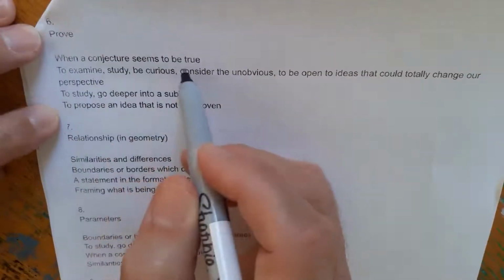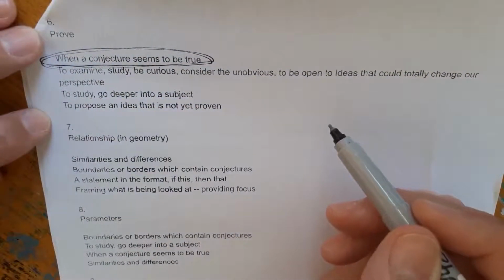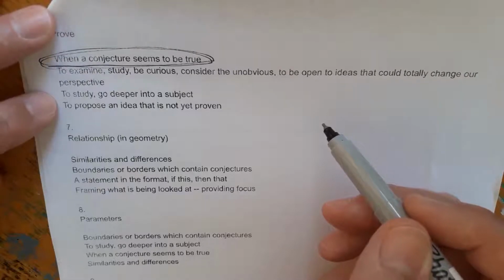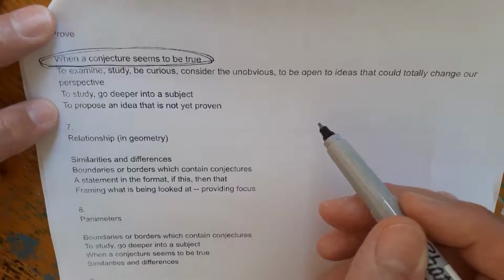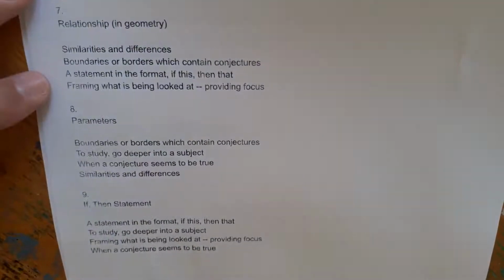Prove. When a conjecture seems to be true. Okay? So that's what we're talking about, prove. And largely in a proof, we're trying to find something to disprove it. And if we can't, oftentimes we keep it as true. We're constantly looking for what can we show that this is not true. So an opposite aspect going on there.